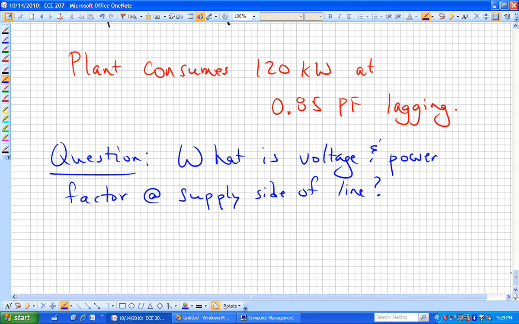What kind of power were we told in the problem statement? We were told the real power, weren't we, or the average power, because we were given kilowatts. If we were given something else with different units, we would have maybe been told the magnitude of the apparent power. If we would have said, oh, your plant is consuming 150 kVA, then that would tell us the length of our complex power vector.